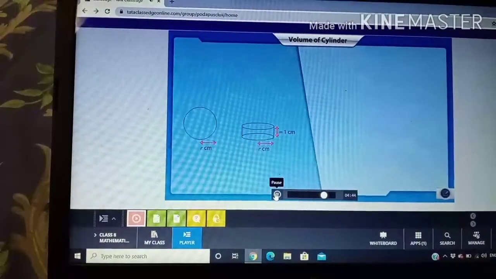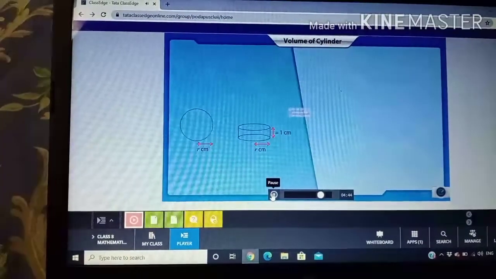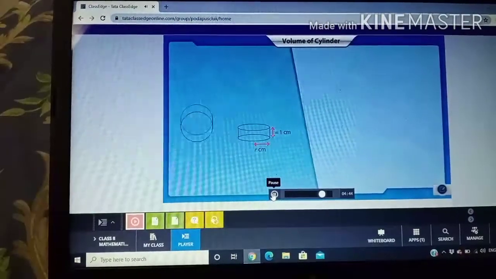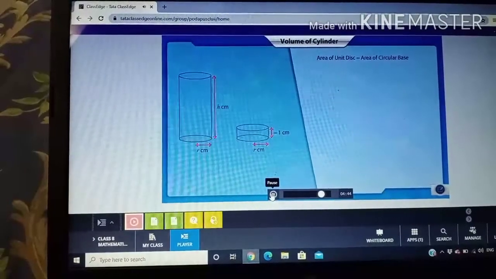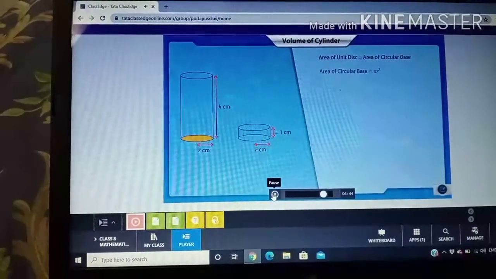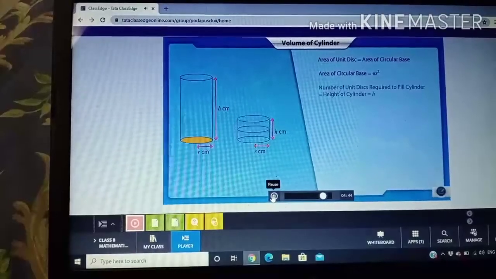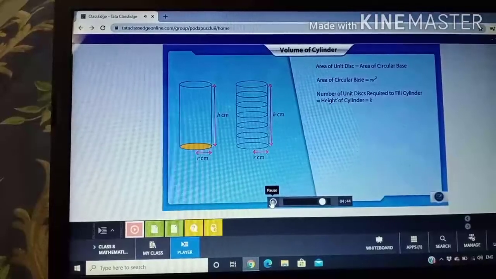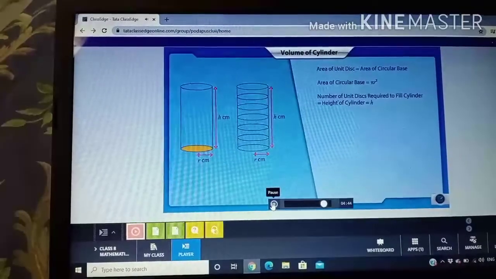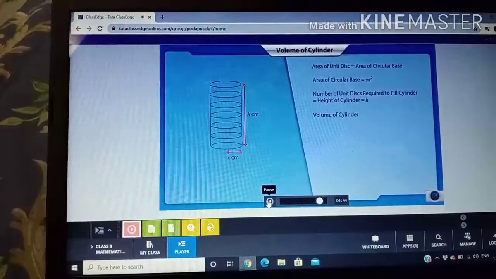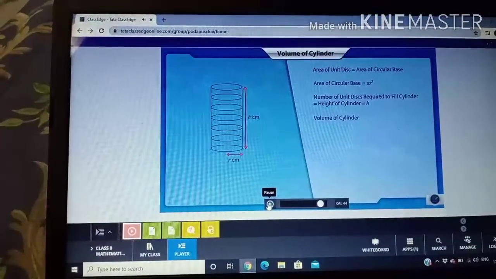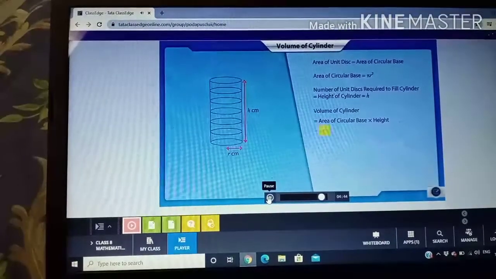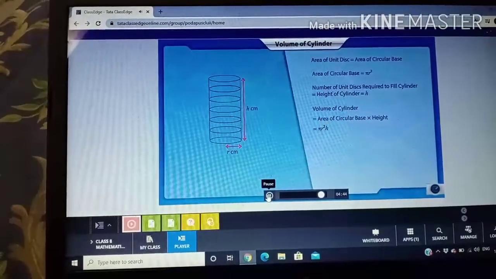To find the volume of the cylinder, we'll need to find the number of discs of unit height required to fill the cylinder to its maximum capacity. Since the base of the cylinder is circular, its area is pi r squared. As the height of the cylinder is h, we'll require h discs of unit height to fill up the cylinder completely. So, the volume of the cylinder will be the product of the area of its circular base and its height. That is, pi r squared h.